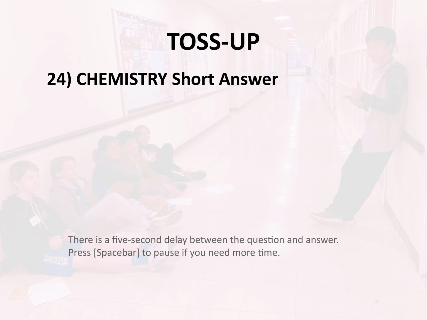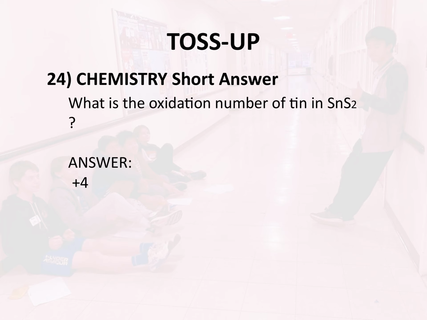Toss-up 24. Chemistry. Short answer. What is the oxidation number of tin in SnS2? Answer: +4.